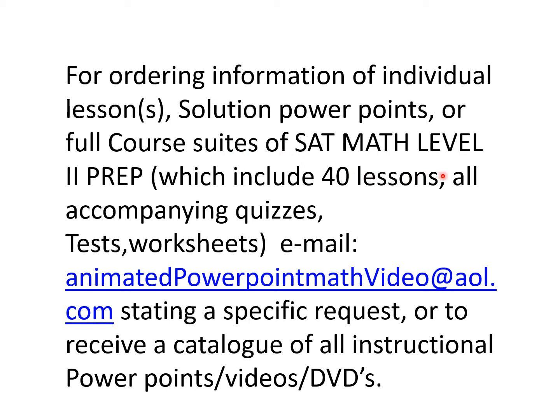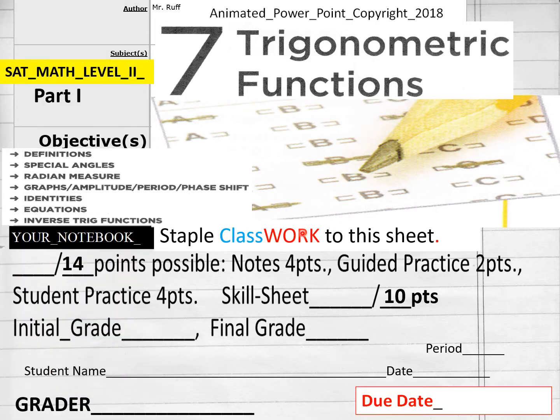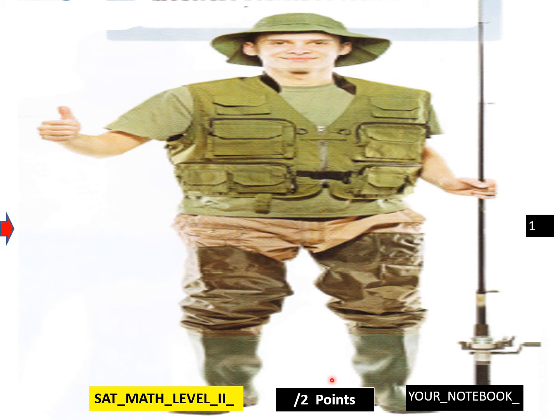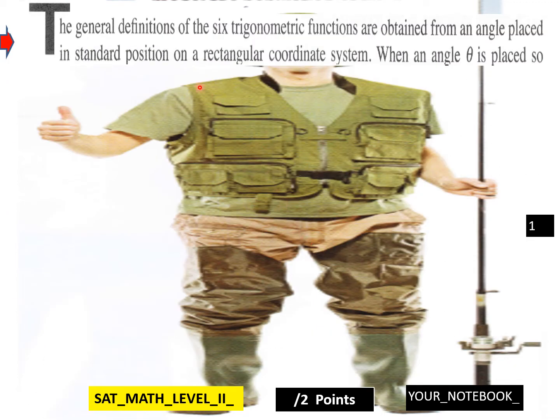Hello everybody, we're getting ready to do Chapter 7, Classwork, Lesson Part 1, SAT Math Level 2 Prep. There are 14 points on your notebook guide, Chapter 7, Trig Functions, Part 1, and then 10 points on your classwork sheet, so mostly taking notes. Name, date, period, due date. Page 1 of Chapter 7, Part 1.